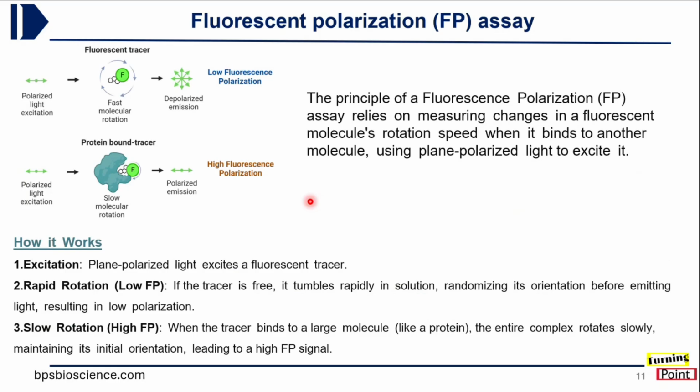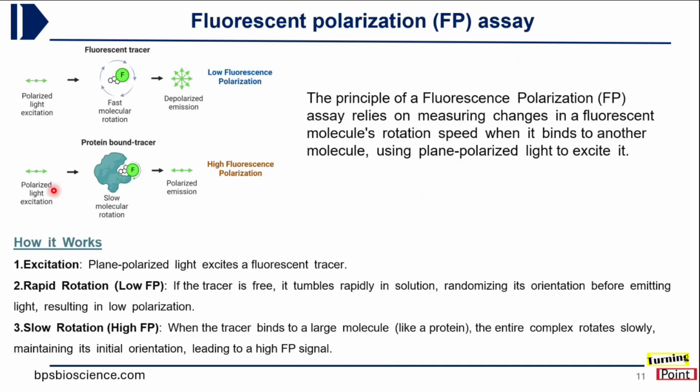Now another case they discussed, they studied a fluorescence polarization assay. Now what is that fluorescence polarization assay? First we'll discuss the principle. The principle of fluorescence polarization assay relies on measuring changes in a fluorescent molecule's rotation speed when it binds to another molecule, using plane polarized light to excite it. Now in this diagram, first there will be the polarized light excitation. If the fluorescent tracer is in fast molecular rotation, then in the final result there will be depolarized emission. That gives low fluorescence polarization.